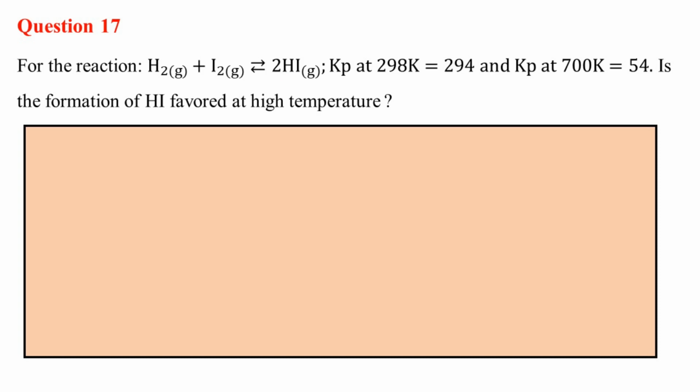So we have two temperatures. We have 298 Kelvin. We have also 700 Kelvin. Can you see that the K at 700 Kelvin is 54, and K at low temperature we have 294. That means at low temperature, that is where we have a high value of Kp, meaning more product. Then at the high temperature, that is where we have a low value of Kp, that means less product. So the formation of HI is not favored at the high temperature.